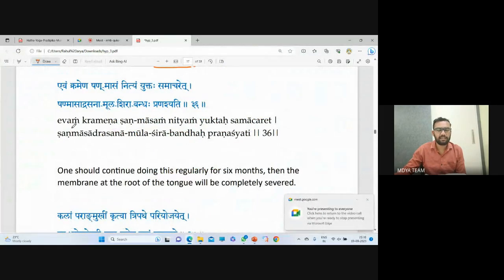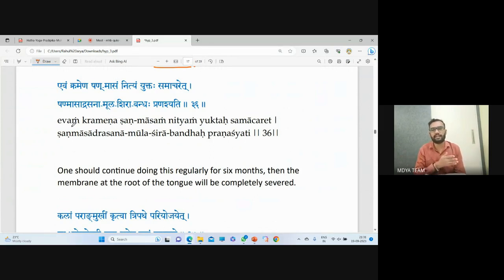Next, if we continue and repeat it every week, we are cutting our tongue and continuing the exercise and massage, then evam karmena. If we repeat it and continue till Shanmasam, 6 months, 6 months meaning 4 multiplied by 6, 24 weeks, continue the practice of it.